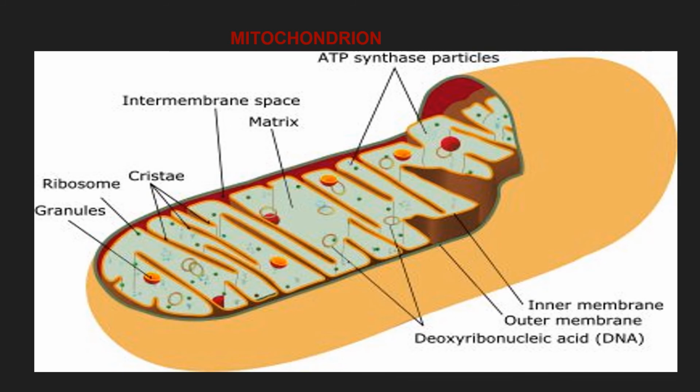Mitochondria. Mitochondria is considered the powerhouse of the cell. Mitochondria supplies adenosine triphosphate to the cells, which is used by the cells for various metabolic activities. ATP is manufactured through the process of cellular respiration, and most of the steps happen in the mitochondria.